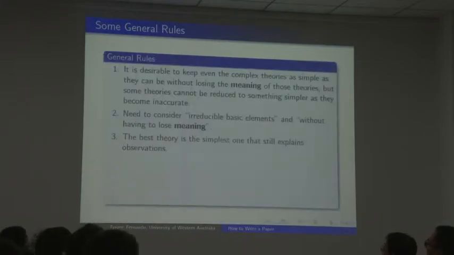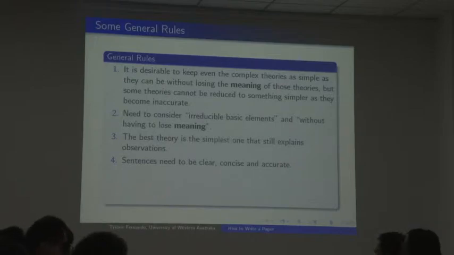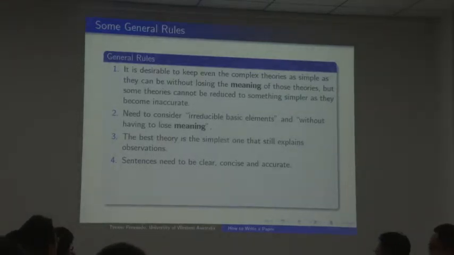So continuing on with some general rules, those are the three that we saw. The fourth one, so when we write our papers, these are some general rules: sentences need to be clear, concise, and accurate. Every time we write a sentence, we need to spend time making sure it is clear and conveys the meaning you intend, and it's concise, in other words, you write it in the shortest possible way, and it has to be accurate.